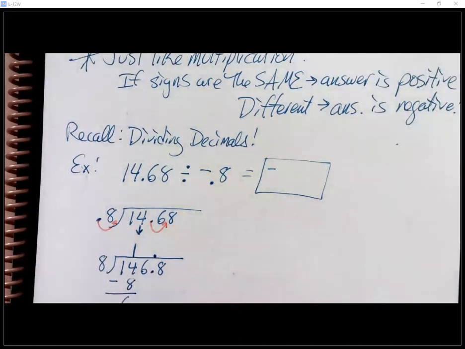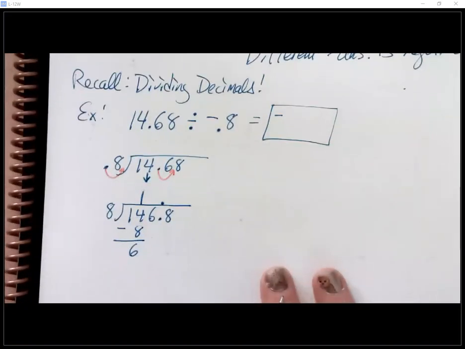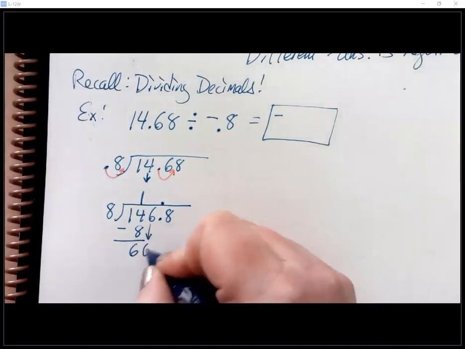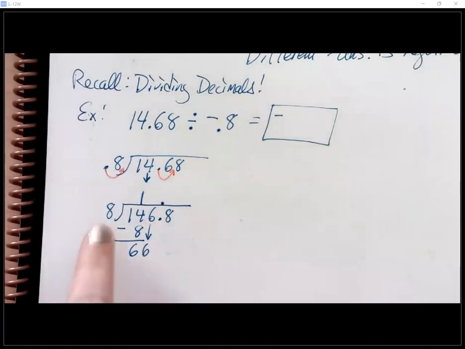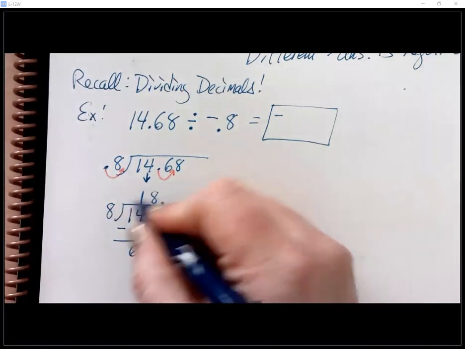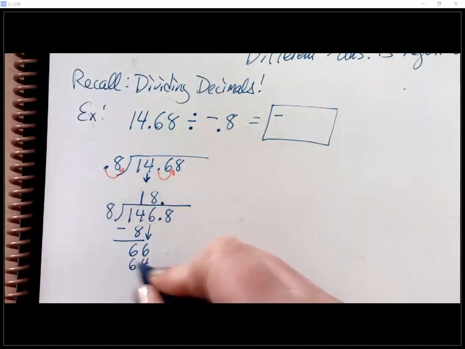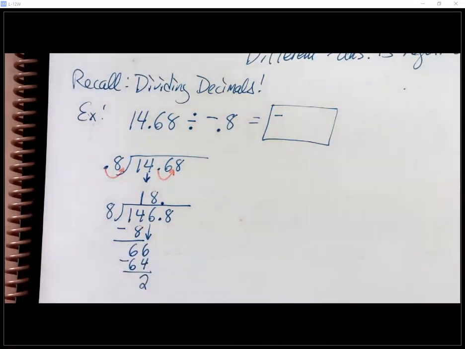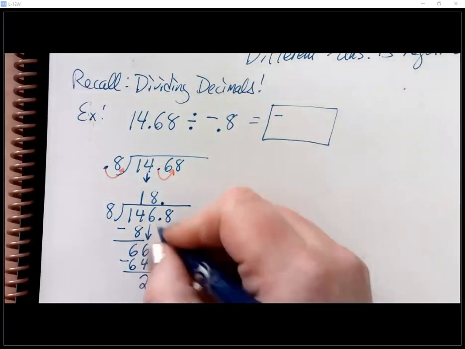And then do you remember what's the next step? Oh, sorry. I realized we were a little bit off. The next step is to bring down the next number. And then you ask yourself, how many times does 8 go into 66? 8. So I put an 8 up top, and then I multiply. 8 times 8 is 64. And then you just keep doing this process. You're going to subtract 66 minus 64 is just 2. And then you bring down the last number, which is an 8.